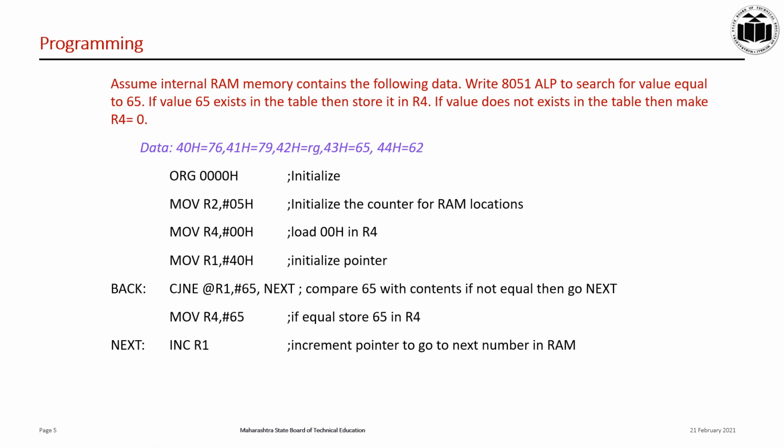And if the number is equal to 65, then move number 65 into register R4 by using the instruction MOV R4, #65. Then we will increment the pointer by using the instruction INC R1. Then we will decrement the counter by using the instruction DJNZ R2. If the counter is not equal to 0, then it will jump to the label back, and if the counter is equal to 0, then it will get out of the loop.